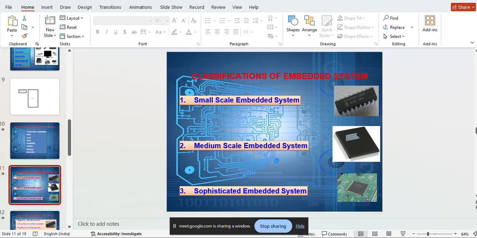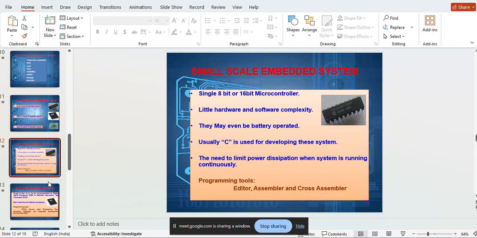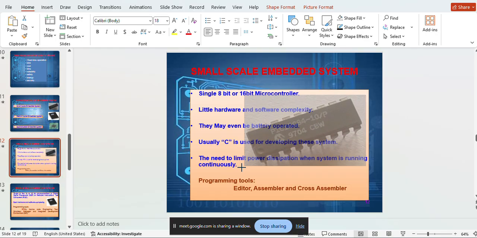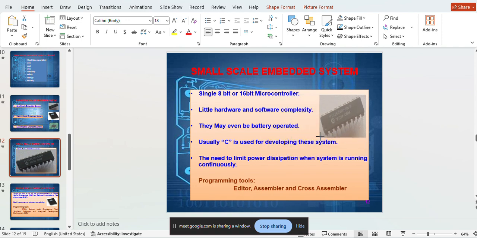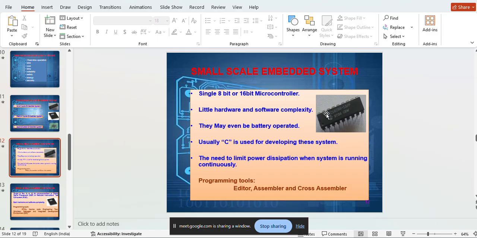When it comes to small scale embedded systems, the ICs are what we call a DIP package. Here there are two side pins, one on this side and one on this side. That's why it is called dual in-line package. The black part is called the package. These types of ICs are used in basic level embedded systems, and these are the old versions.